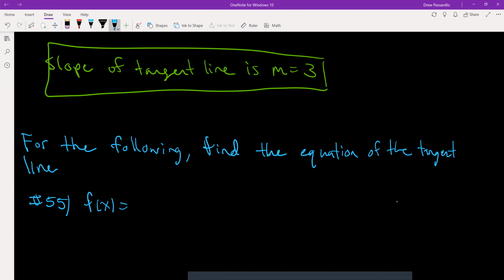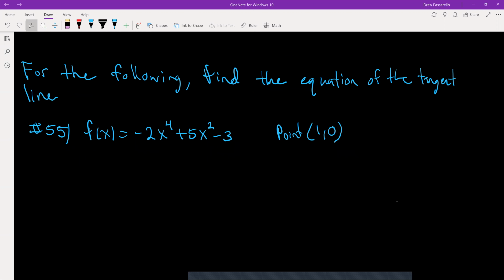So the function is negative 2x to the fourth plus 5x squared, then minus 3. And the point in which we're finding the tangent line, where it touches the curve at the single point, is (1, 0). So the logic for this is going to be how we did the previous ones. We had to find the slope. So the first step we did was find the derivative.